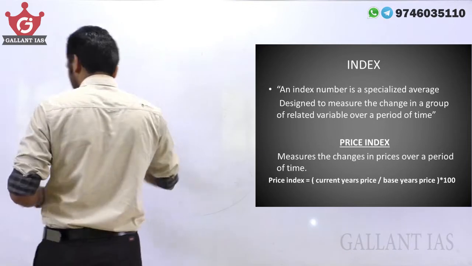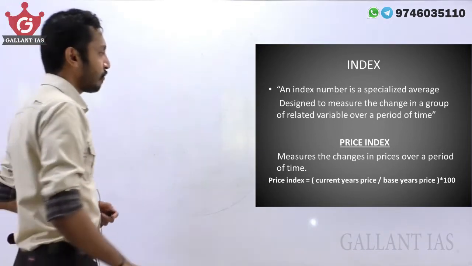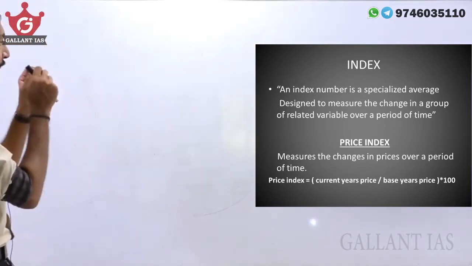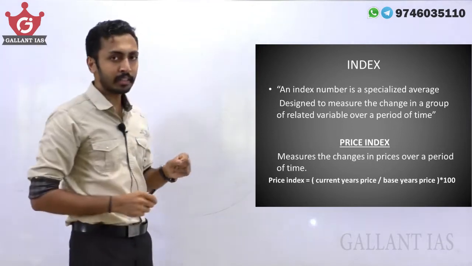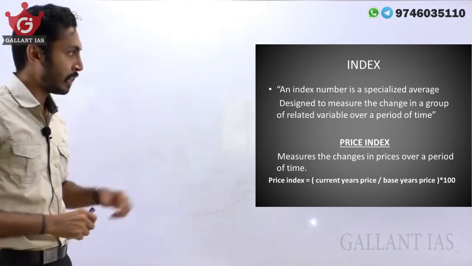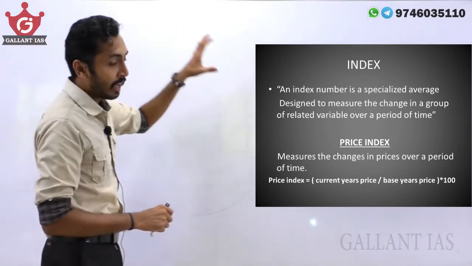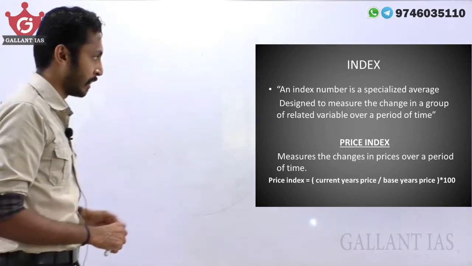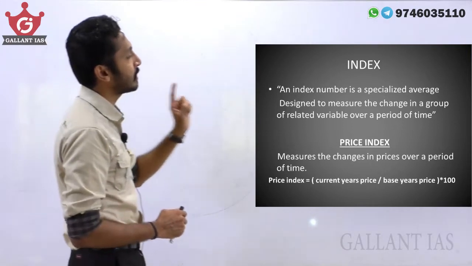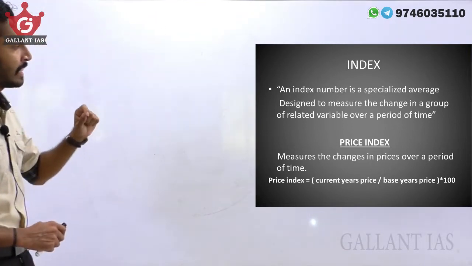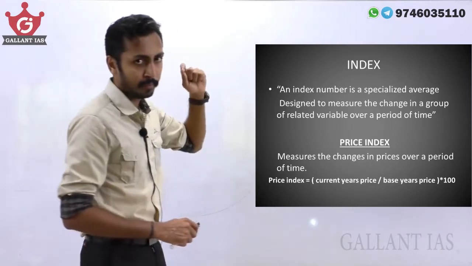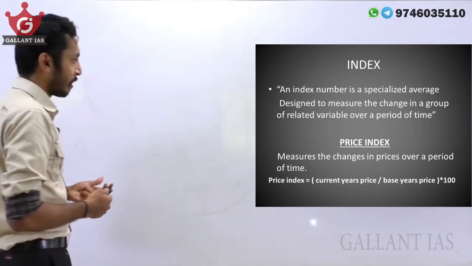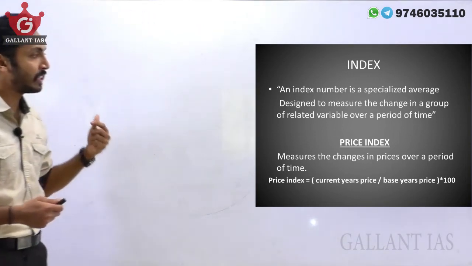By taking 10, 8, 6 or some number of those goods and services, we create a basket of commodities and find the average of the prices of this basket of goods and services. By finding that average price, we create a price index. A price index is a specialized average. An index number is a specialized average designed to measure the change in a group of related variables over a period of time. To measure the change, we use indexes.